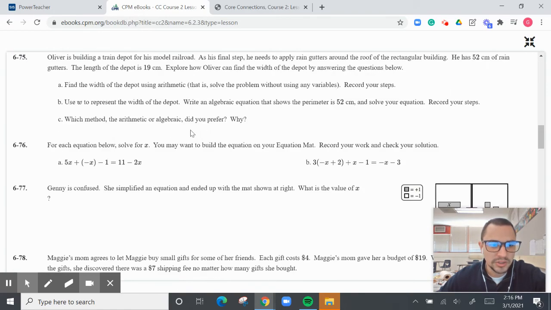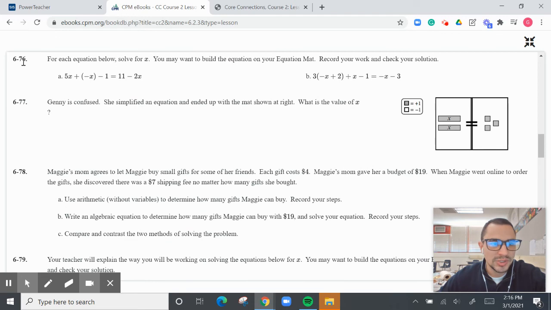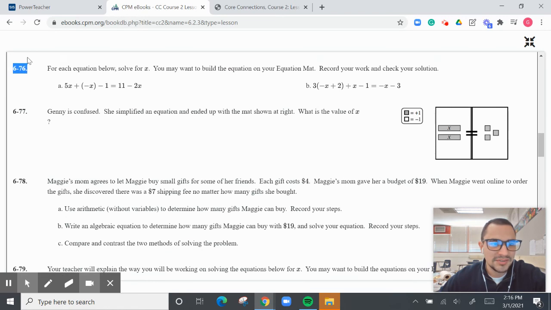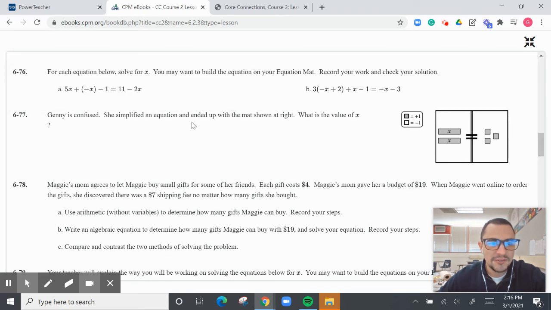What I would like you to do is 6-76 and see if you can solve these problems right here. All right, see if you can solve those problems. If you have questions about it, you can go ahead and ask me the next day or when you get a chance, and I can go over them if you would like.